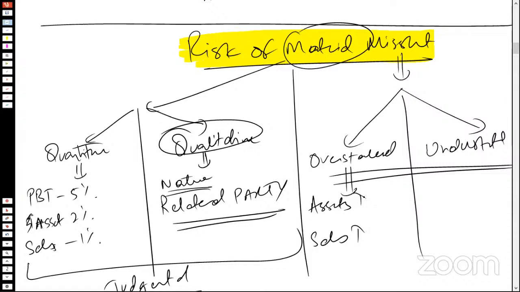Similarly, when we talk about the concept of understatement, generally speaking, it's the liabilities that every entity usually tries to understate. I am saying usually, not always. There could be the opposite case also, but usually you try to understate the liabilities and the expenses. Now, let's move a bit forward and discuss further.